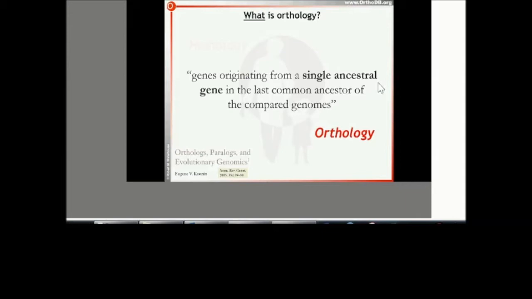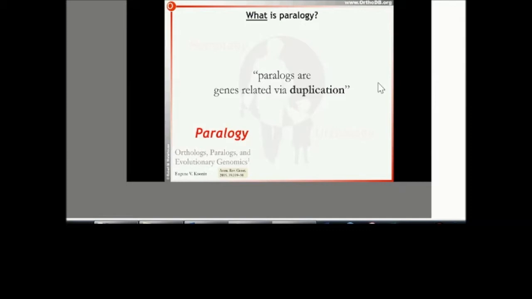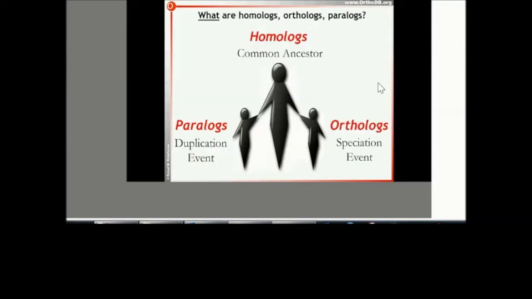So orthology, being a child term of homology, is a more specific definition. In terms of genes, it means genes originating from a single ancestral gene in the last common ancestor of the compared species. And for those of you who've been paying attention, you'll see that this review article also refers to paralogs. So what are paralogs? Paralogs are also a child term of homology. Here, genes that originate by gene duplication. So homologs, orthologs, and paralogs. Homologs simply refer to the common ancestry of any genes, whereas paralogs refer to a gene duplication event, and orthologs refer to a speciation event. And paralogs and orthologs are child terms of homology itself.